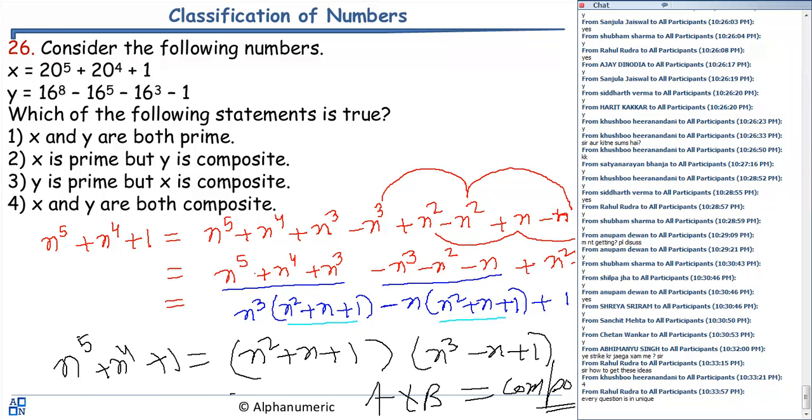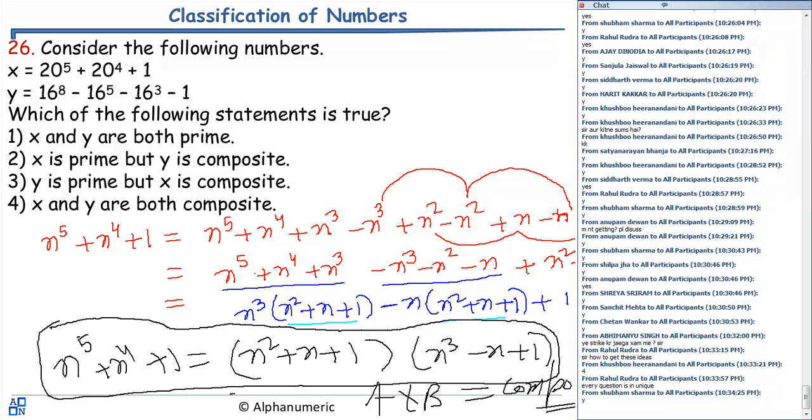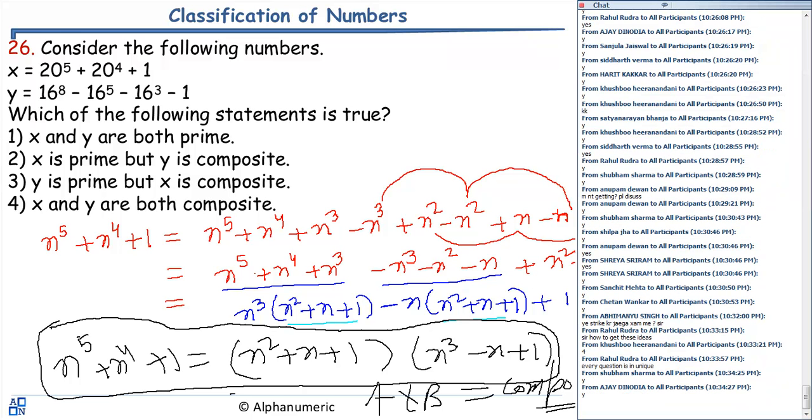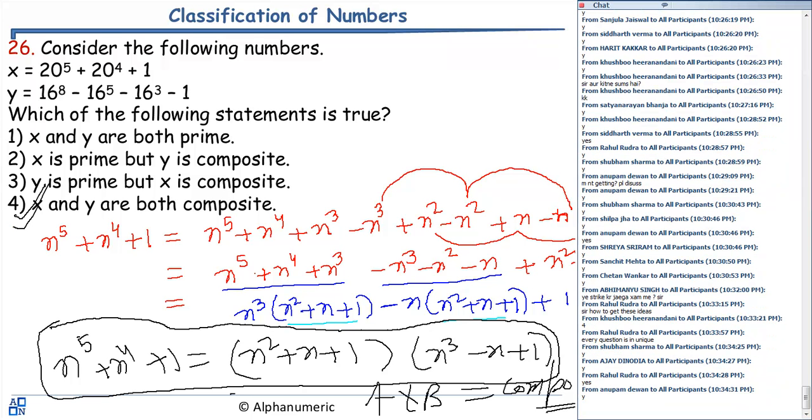Okay, can we move to the next question? Answer is 4. X and Y both are composite. Alright, let's move to the next question. Question number 27. Solve this.